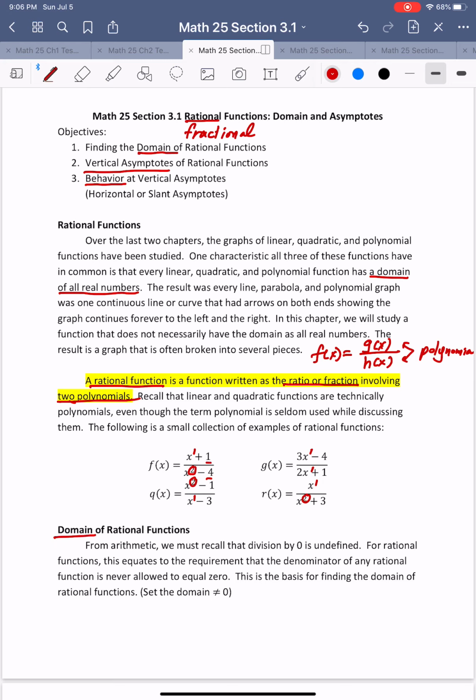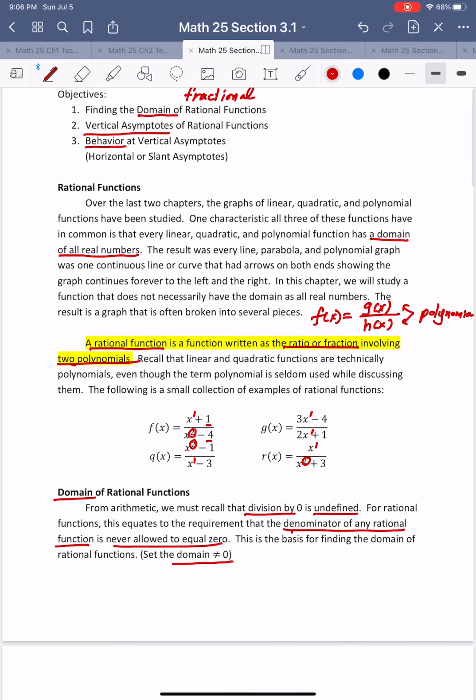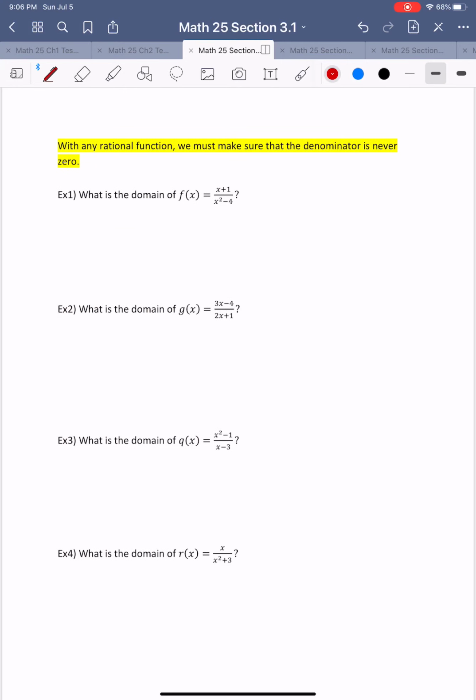Domain of the rational function. From arithmetic, we must recall that division by 0 is always undefined. So for rational functions, this equates to the requirement that the denominator of the rational function is never allowed to be 0. This is the basis for finding the domain of a rational function. So we set the denominator not equal to 0. With any rational function, we must make sure that the denominator is never equal to 0. So what is the domain here?